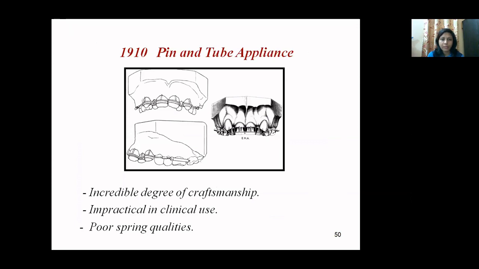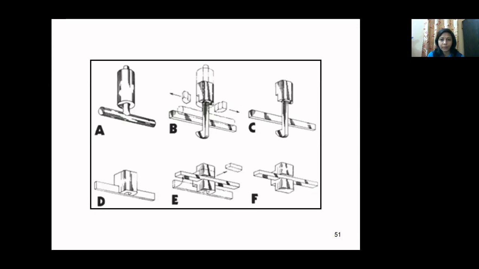So after the E-arch, he gave the pin and tube appliance in 1910. This appliance had an incredible degree of craftsmanship, but it was impractical in clinical use because of poor spring qualities. So this is the pin and tube appliance, the complicated appliance, which was not very practical to use.